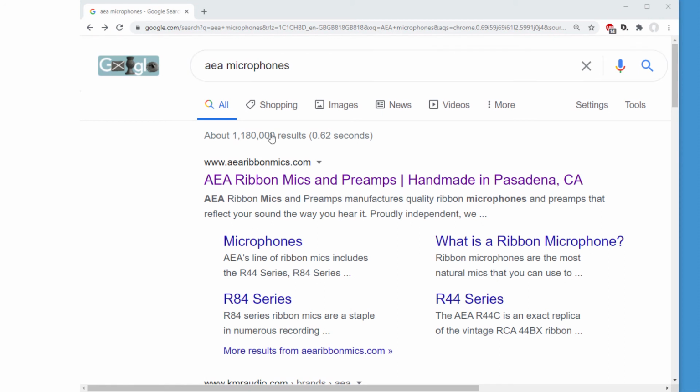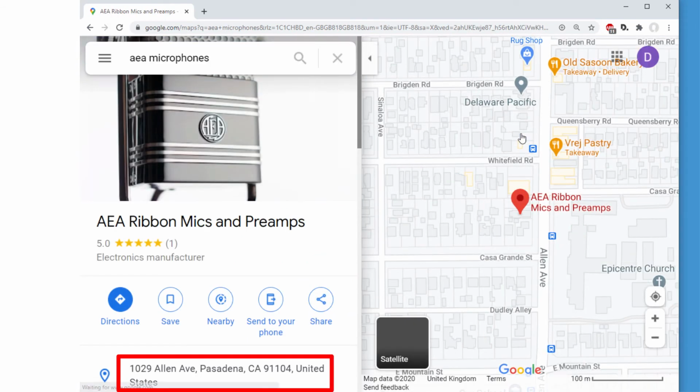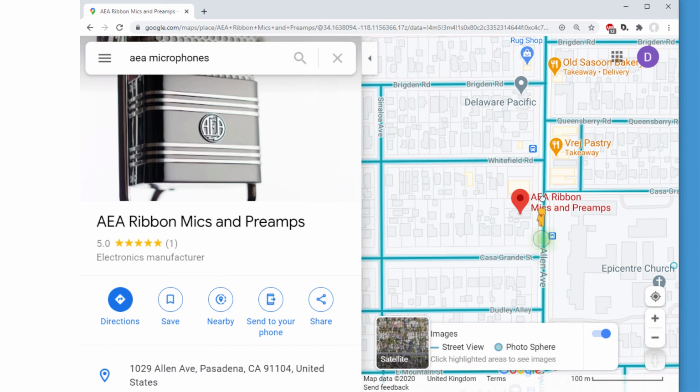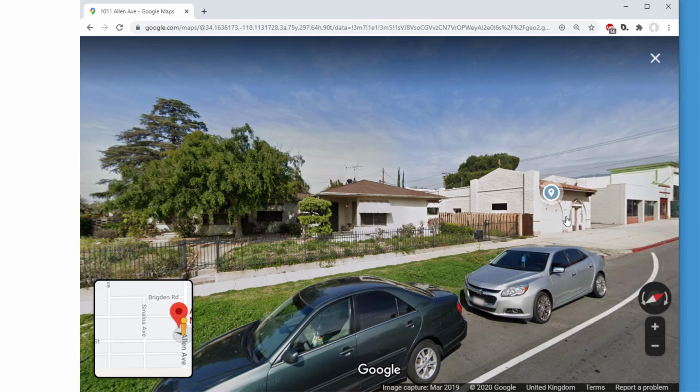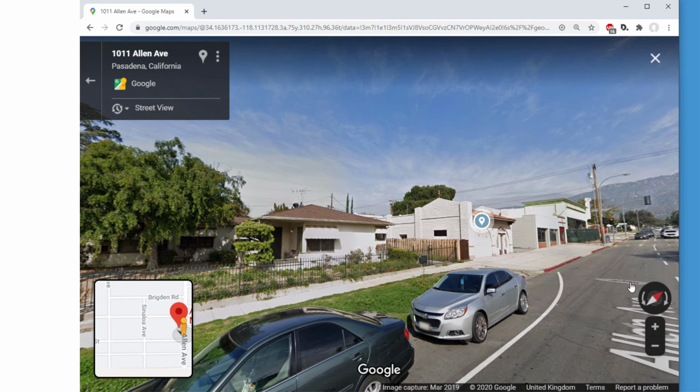We can have a look at the outside of their production facility using Google Maps and Street View. The company's address is 1029 Allen Avenue, Pasadena. So let's see if we can find that. Here we are. I think this is the correct address. That looks like 1029 on the door. Doesn't look very impressive, does it?